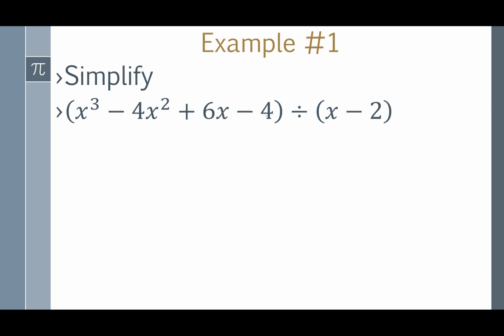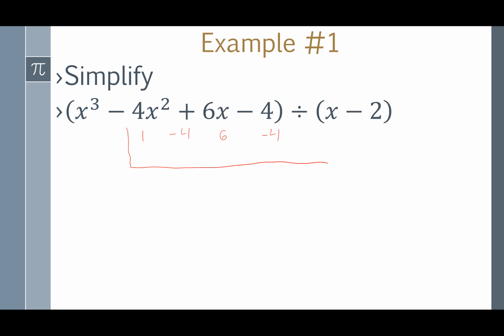So here's how it works. We have x cubed minus 4x squared plus 6x minus 4 divided by x minus 2. What we're going to do is set up a little L bracket where we're putting the coefficients of this polynomial: the x cubed, negative 4x squared, positive 6x, minus 4. So it'll be 1, negative 4, 6, negative 4.